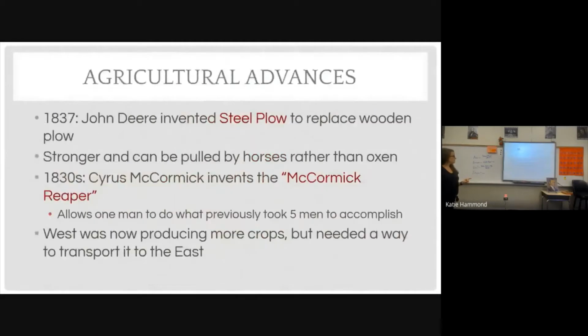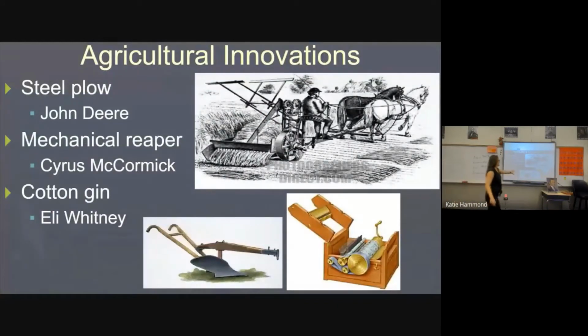Hold on. That is it right there. Okay, it's next to the cotton gin. You see this is the steel tip plow, and it's going to break through and till the land. Now here is the impact of the steel tip plow. It is going to encourage westward expansion.